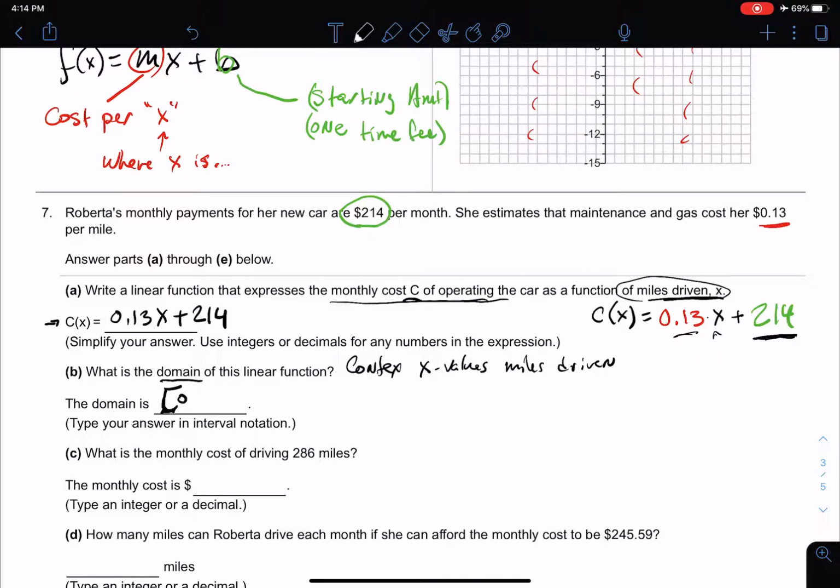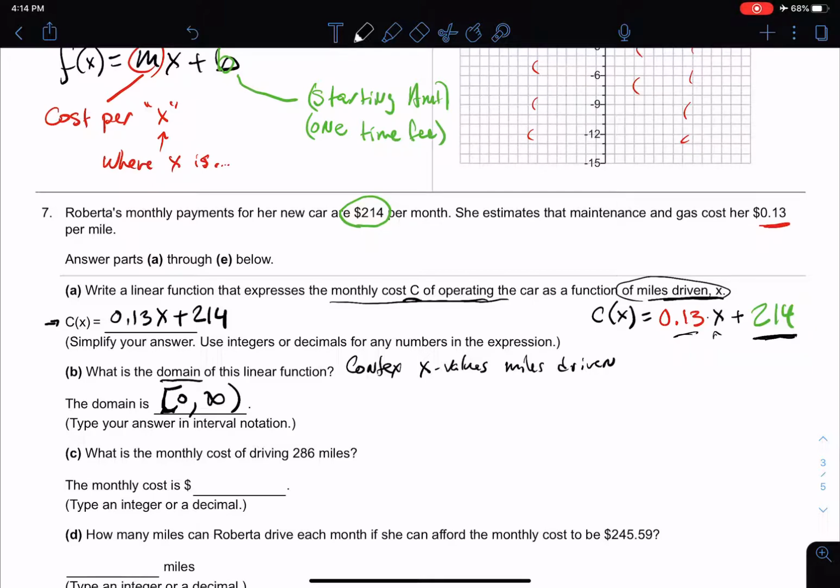You can actually drive a car with 0 miles. But the upper end of that is something we don't know. On some of these word problems, there actually is an upper end. But in this case, we don't know how many miles they're going to drive. So we're just going to keep it open, and it goes towards infinity. They can drive many miles. They can drive fewer miles.